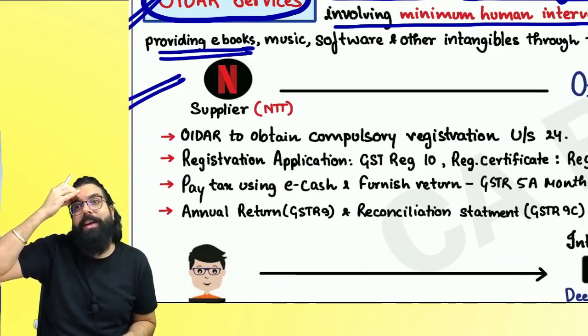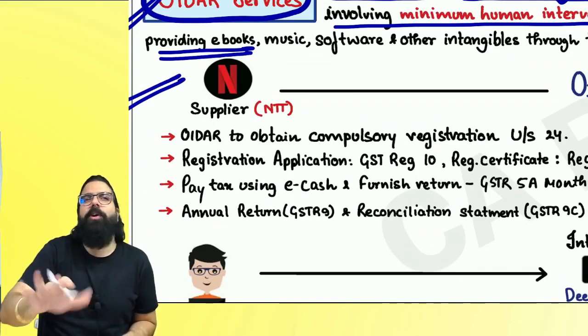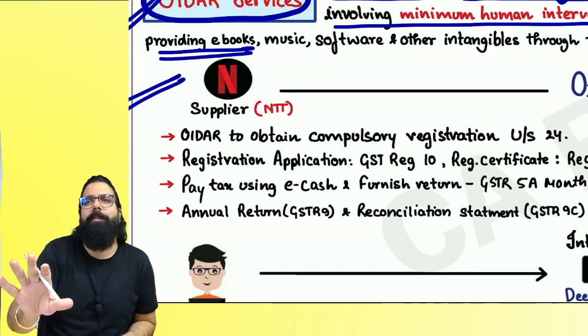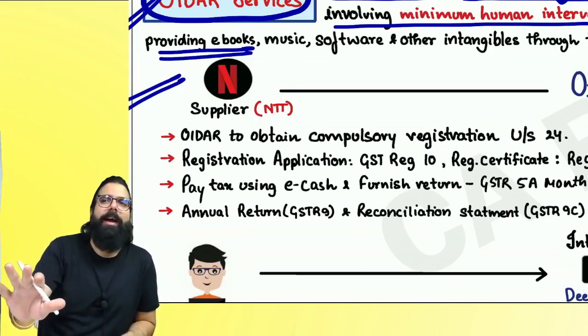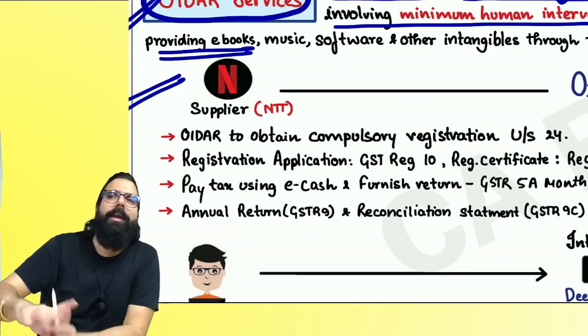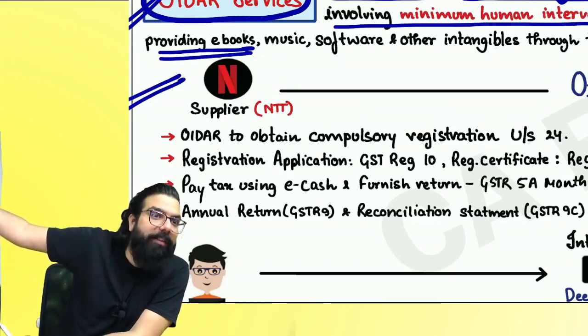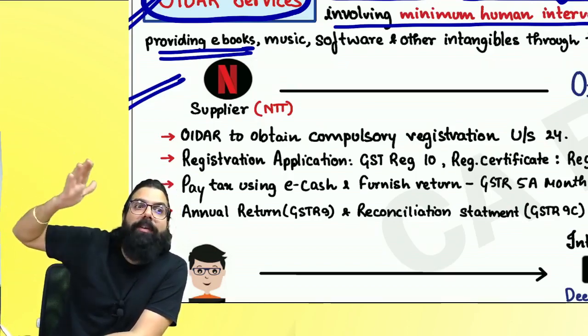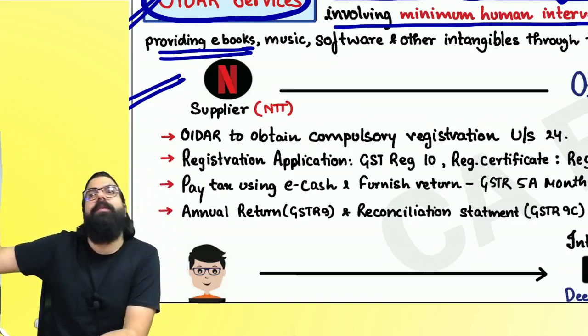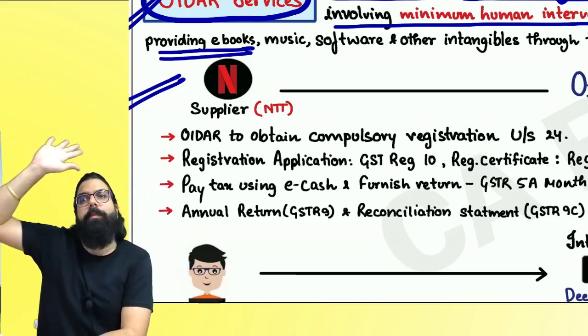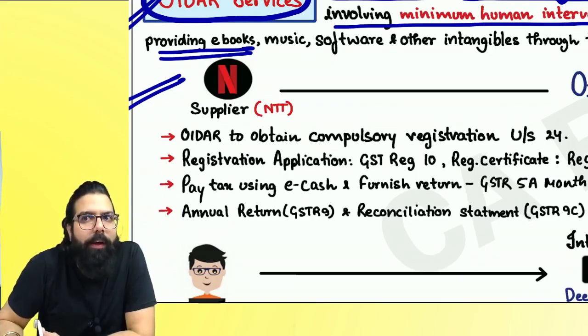An Indian OIDAR supplier is a normal supplier. I'm not treated as an OIDAR supplier; I'll be called a normal supplier, and normal provisions will be applicable to me. Only for an OIDAR supplier from outside India, Section 14 says that when you are supplying services to a non-taxable online recipient, you have to collect tax under forward charge and pay it to the government. Can I go ahead, everyone?